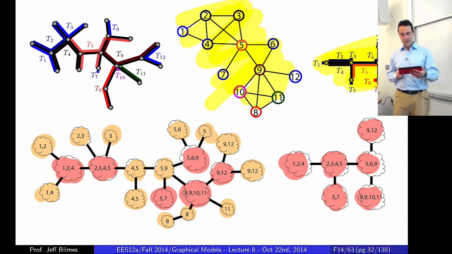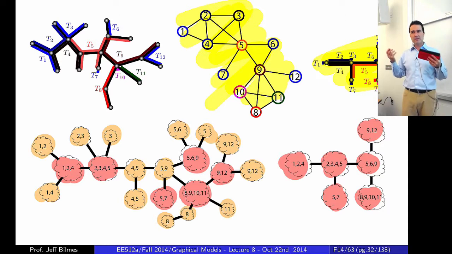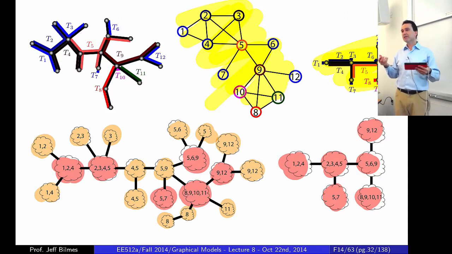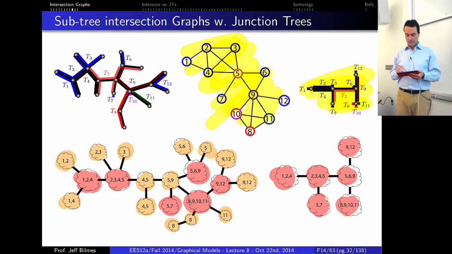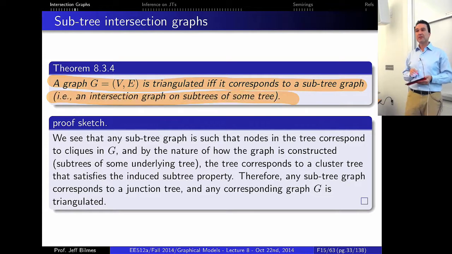So basically, all of those tan cliques might be Maxcliques, they might not be Maxcliques. In particular, 9, 12 is a Maxclique, but they can be absorbed into their neighbors. And what we end up getting is the junction tree on the right. So we have the following theorem, which says that a graph is triangulated if and only if it corresponds to a subtree graph from some underlying tree. And the underlying tree for which it corresponds to a subtree graph corresponds to a junction tree for that graph.